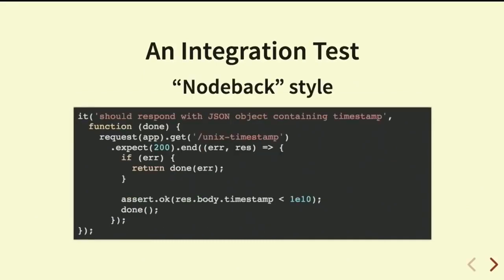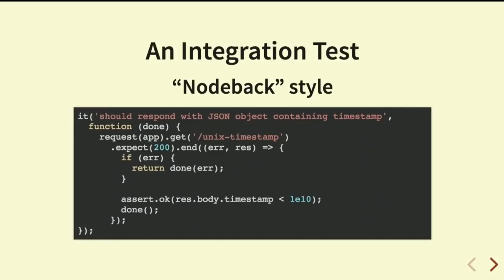So there's a couple ways to do it. One is this Node-back style with callbacks. And this is an example of an asynchronous Mocha test. And so when you're using Supertest, you're making HTTP requests in tests. These are asynchronous. In this case, it's kind of magic in Mocha. You give it this done function. And if that done function exists, Mocha will expect you to call it.